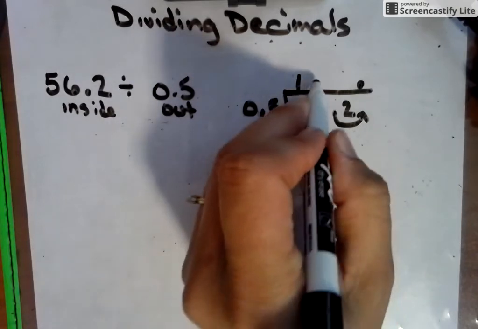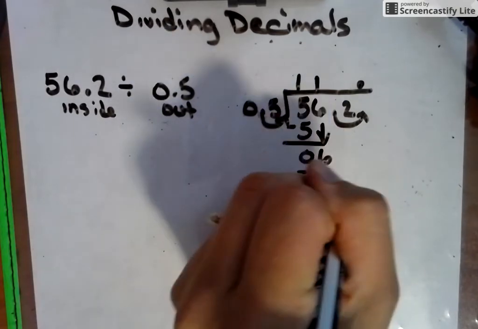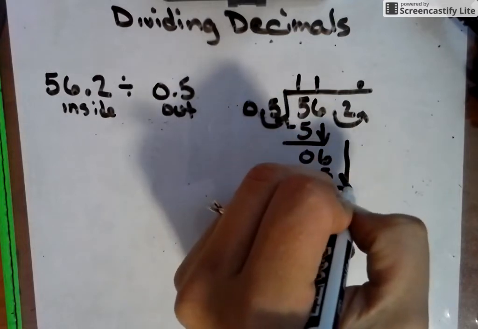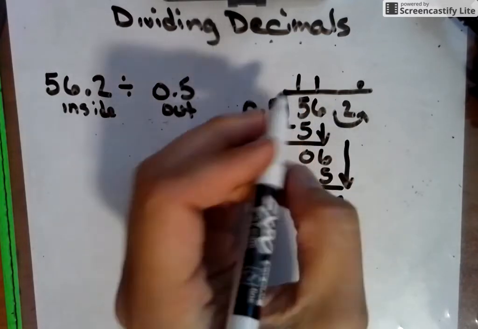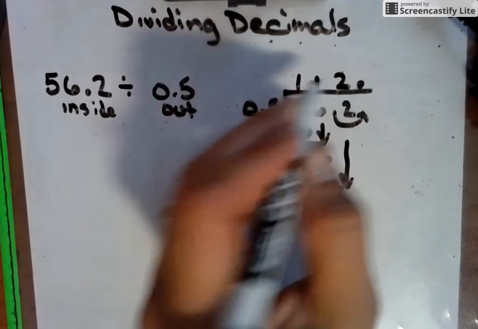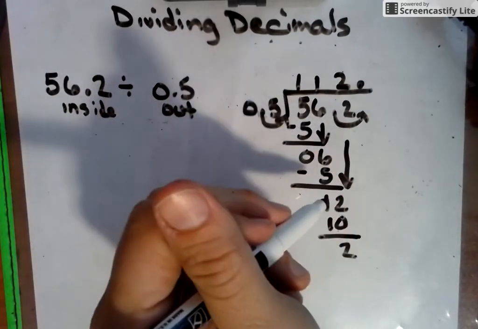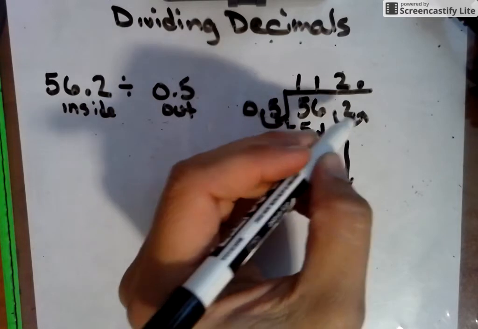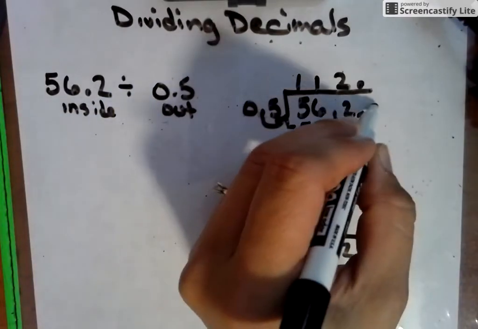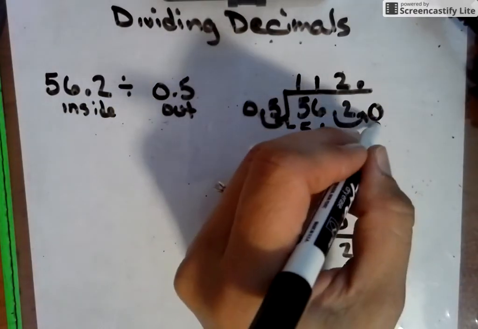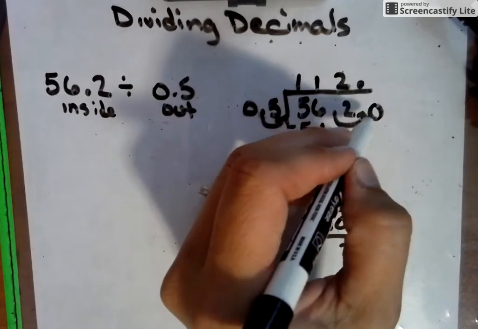5 goes into the 5 once. 1 times 5 is 5. We subtract. We bring down our 6. 5 goes into 6 one time. We subtract, we get 1. We bring down our 2. Notice how we're still all in front of the decimal point right now? It's very important that you follow every little step.